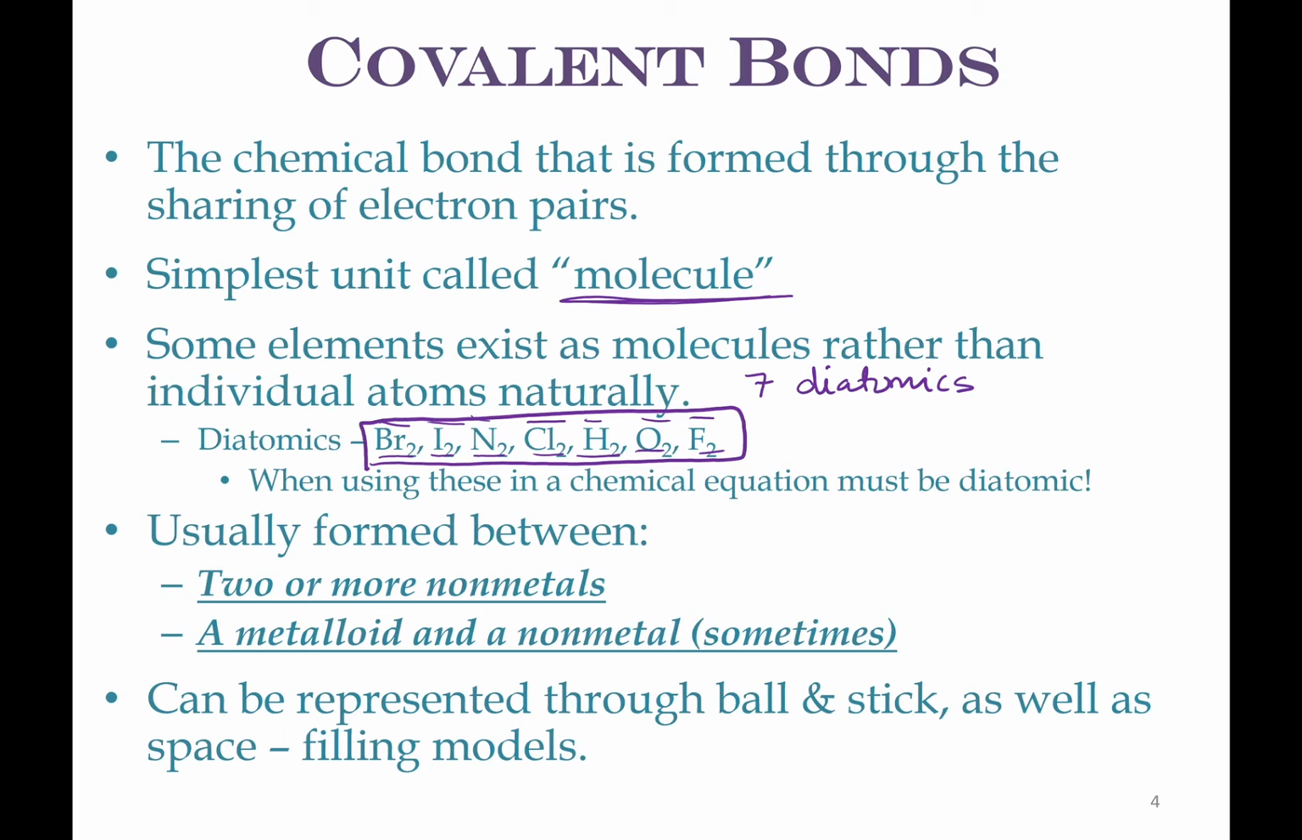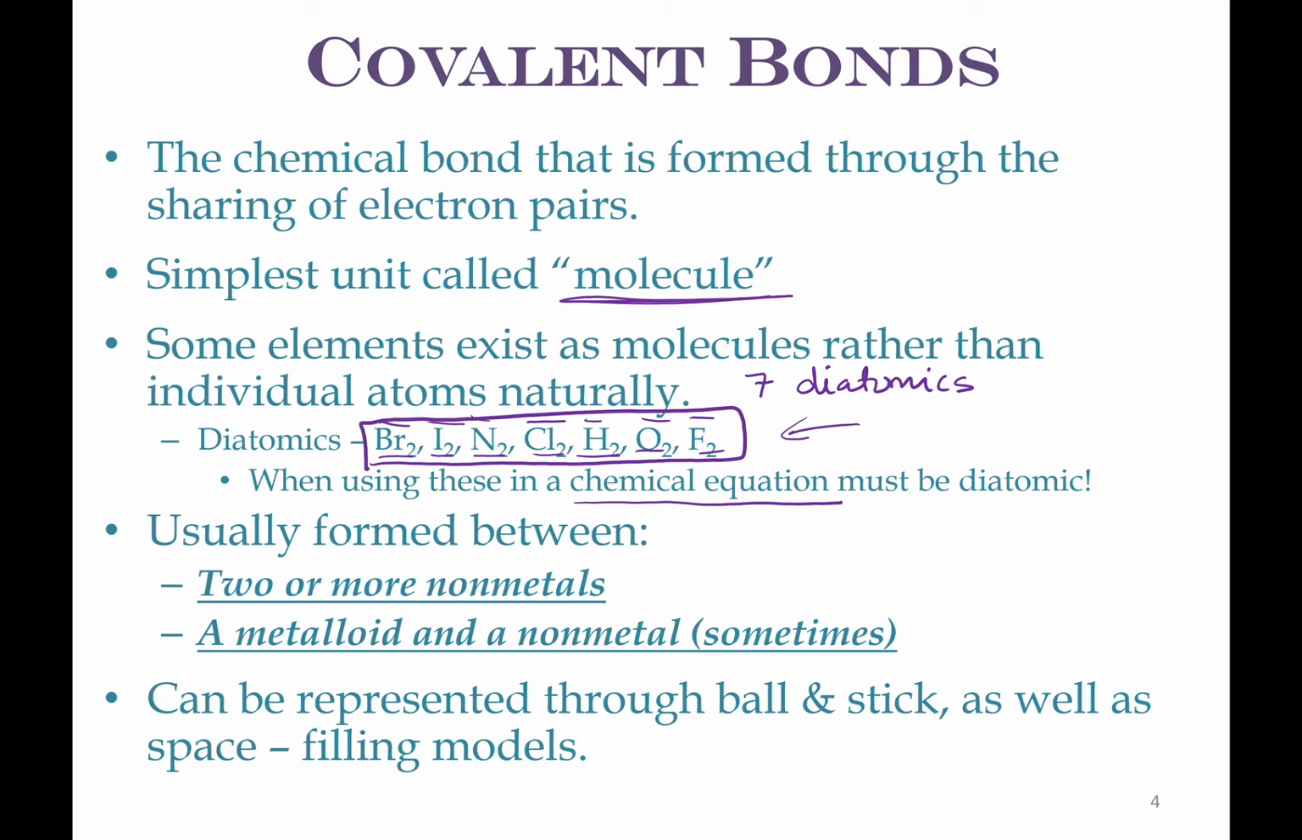Those are not the only elements that exist in a multiatomic form. We also have sulfur and selenium, which appear as S8 and Se8, phosphorus is P4, and so on. But these ones you need to know. It's extremely important when you go to write the formulae for these into an equation that you write it correctly. So when using these in a chemical equation, you must use them in the diatomic form.